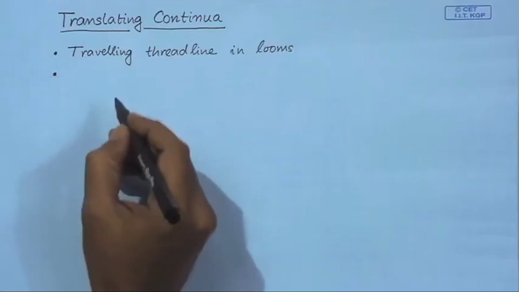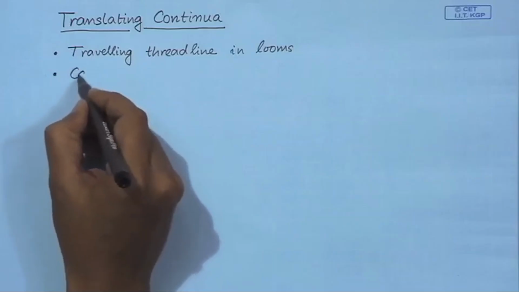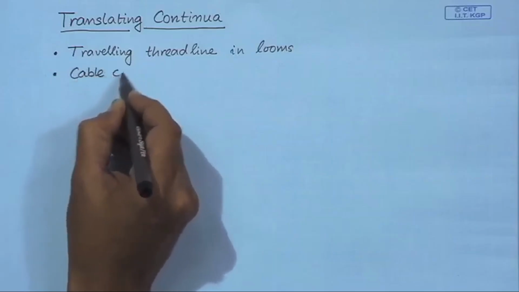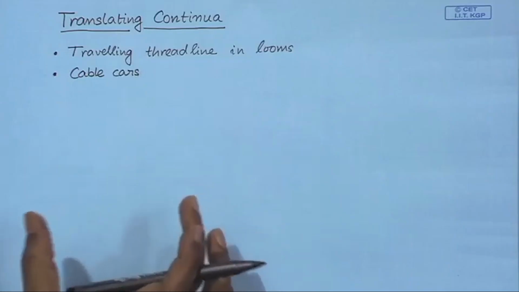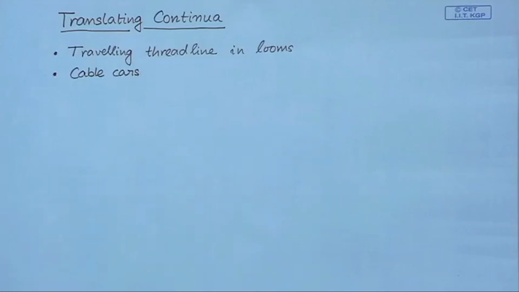The second example comes from cable cars. In a cable car, there is a rope that carries the cable car or the gondola. So, the string or the rope is travelling, and the gondola or the cable car is attached to the string. So, this forms a translating continua or translating string.